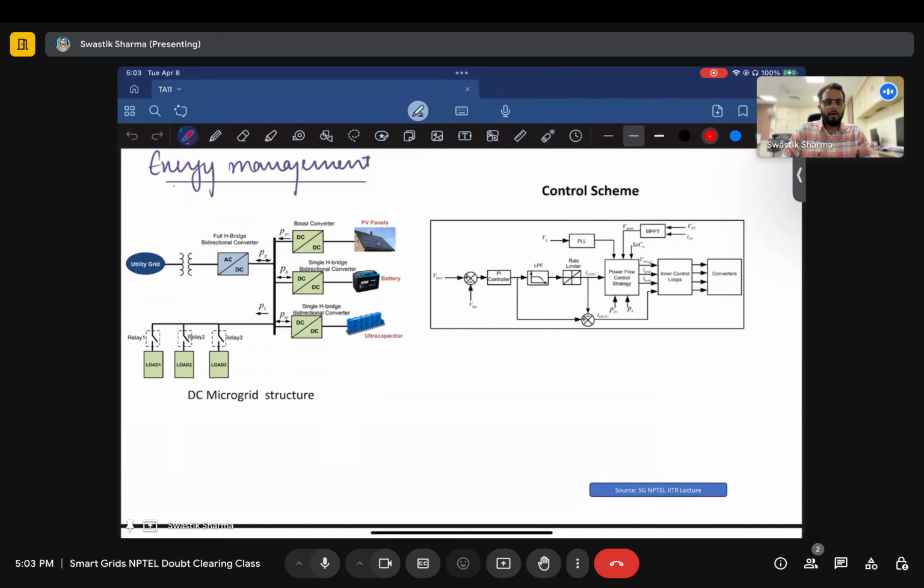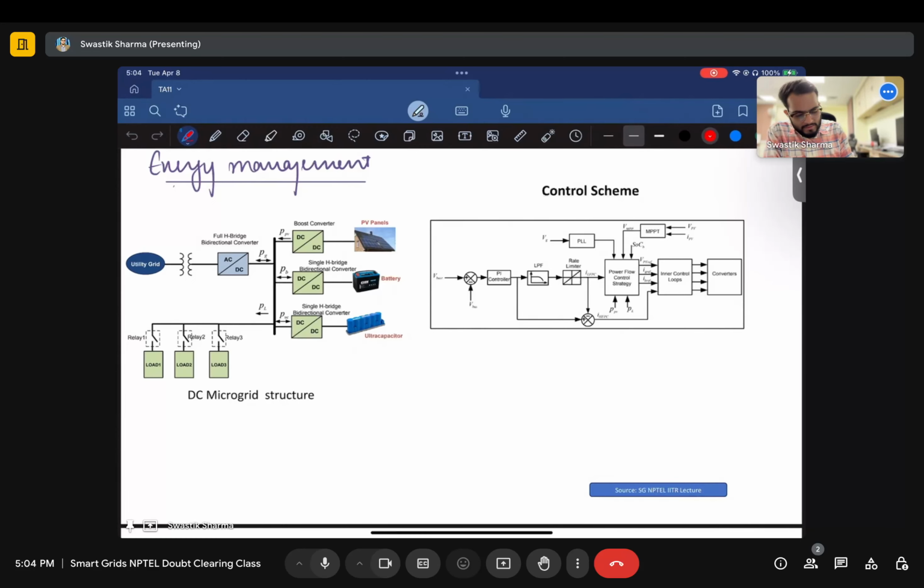The first thing that we'll discuss today is the energy management scheme and the control scheme, and how DC microgrids are being developed. Last class we discussed a crucial aspect of the AC microgrids, that is the coordinated voltage control schemes. Today we move towards the DC microgrid structure and AC/DC microgrid structure, and we'll talk about various components, how they are modeled, and what the energy management schemes or power flow control strategies are.